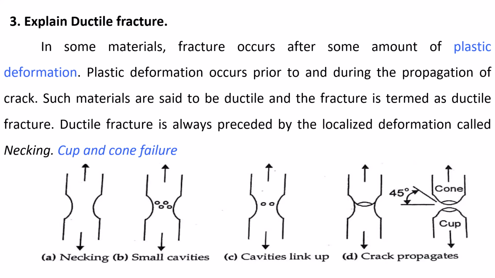The important phenomenon is that there will be a plastic deformation in the case of ductile material. You can see in this figure, initially there is a reduction in the cross-section area, that is called necking. Then some cavities are formed in the neck region. Then the cavities are linked up. Then there is a crack propagating, and this failure is a cup and cone shape failure.